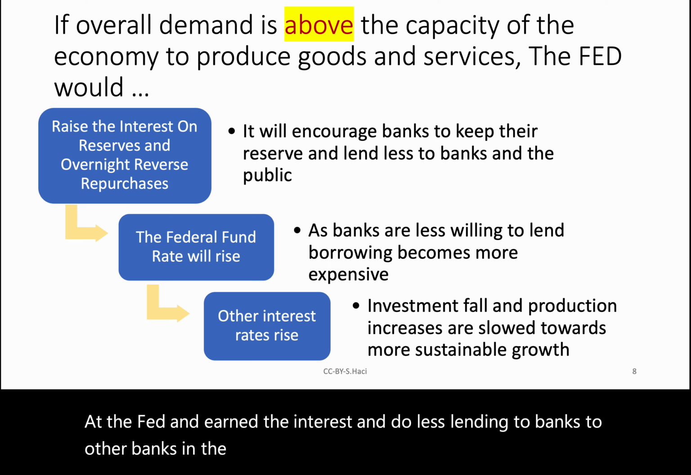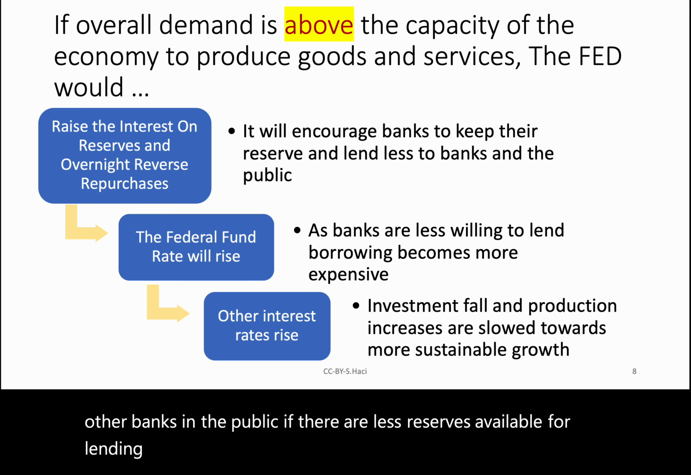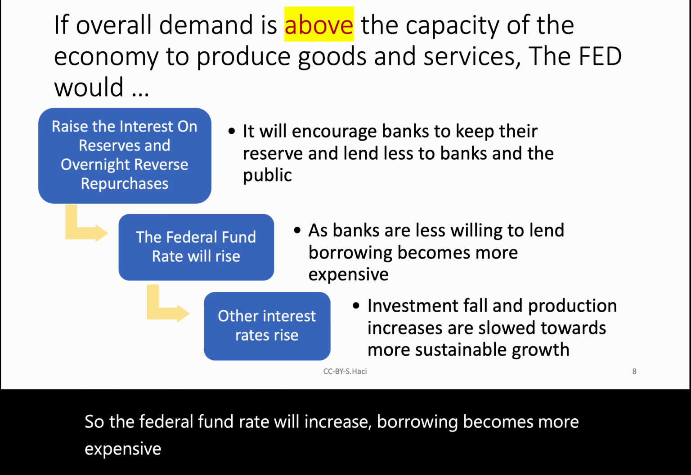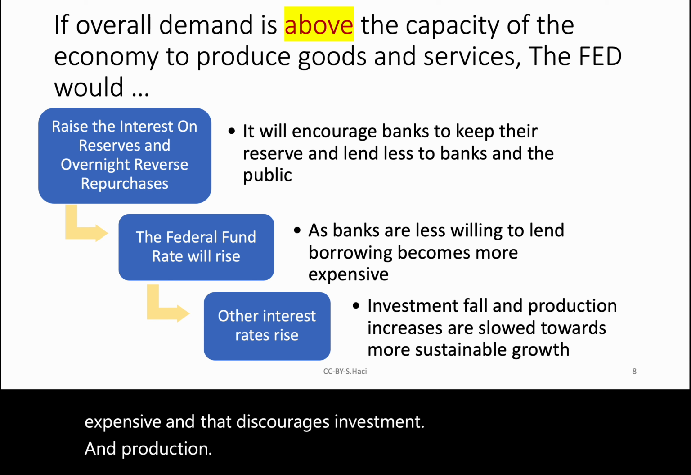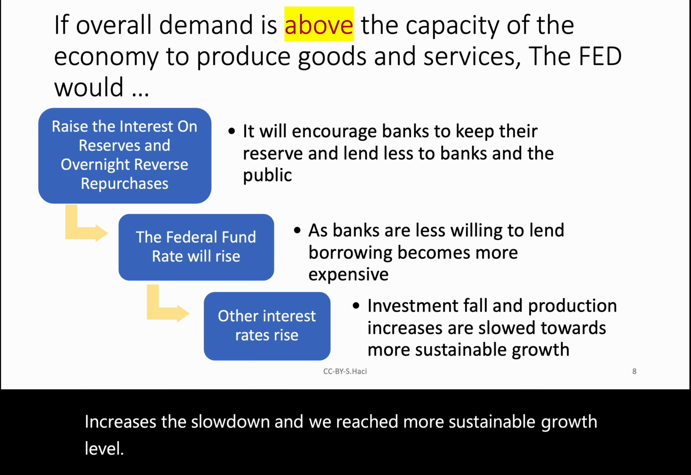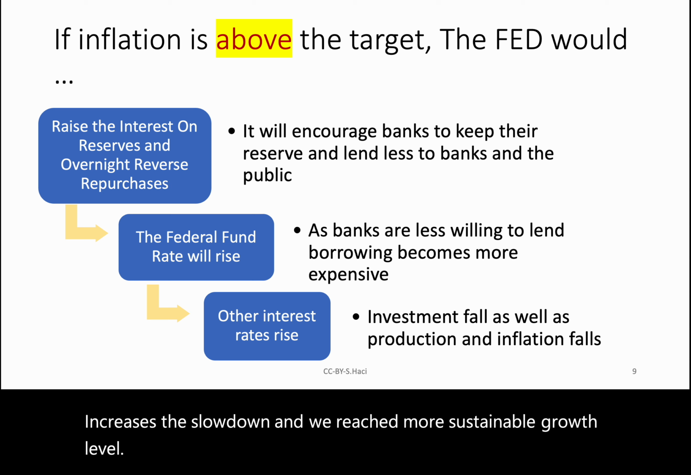If there are fewer reserves available for lending, then the interest on loans is going to increase. So the federal funds rate will increase. Borrowing becomes more expensive, and that discourages investment, and production is slowed down, and we reach a more sustainable growth level. So this applies also if the inflation is above target.